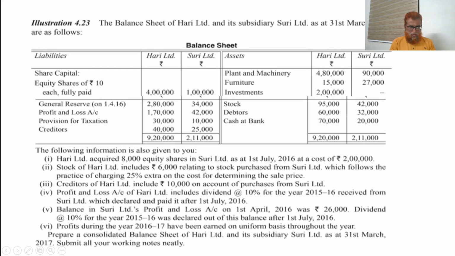Third point, creditors of Hari Limited include 10,000 on account of purchase from Suri Limited. This is the intercompany owings. This should be deducted from creditors and debtors both.